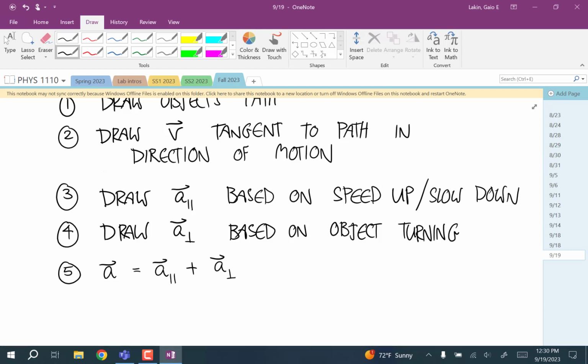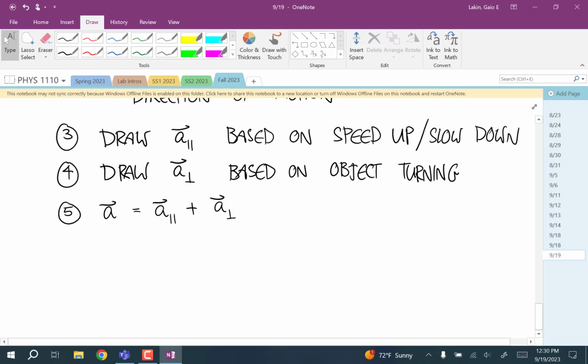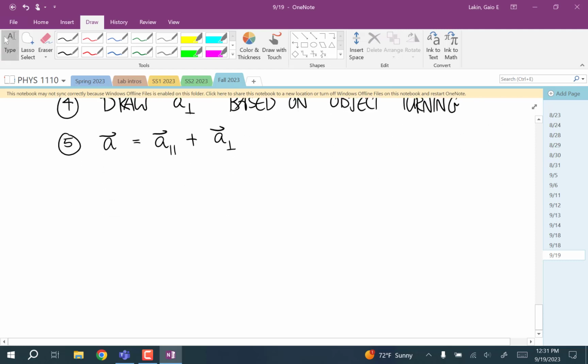Okay, so I'm going to do 4 examples now to show you how this works. I'm going to do one for an object that's moving in a straight line with a constant speed. I'm going to do one for an object that's moving in a straight line with a changing speed. One for an object that's moving with a constant speed but turning. And then finally one that's changing speed and turning. So you can see intuitively how you can use this.